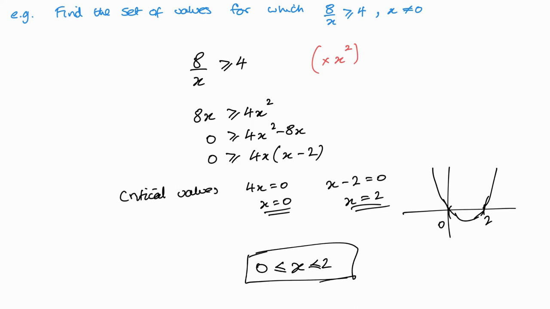Okay, and this type of question is probably the question that most people will get wrong in the exam, because they'll forget that you need to multiply through by a positive number, and that means using a squared term, not just an unknown.